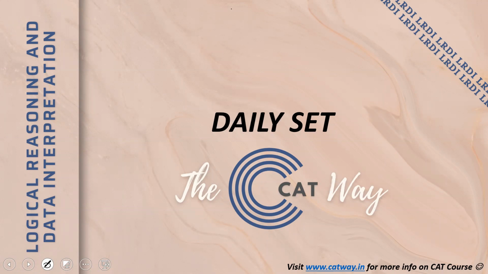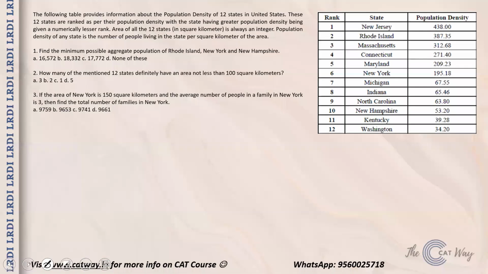Now what we have today is the following table, which provides information about the population density of 12 states in the United States. The 12 states are ranked as per their population density, with the state having greater population density being ranked numerically less. So the highest population density is for New Jersey, so it has been ranked 1. Lowest is for Washington, so it has been ranked 12.